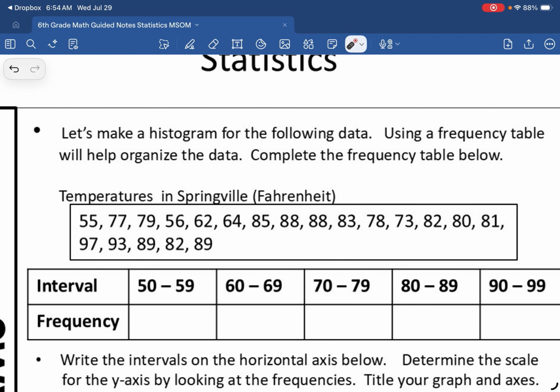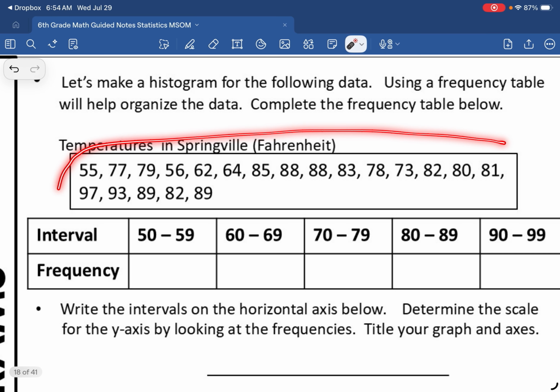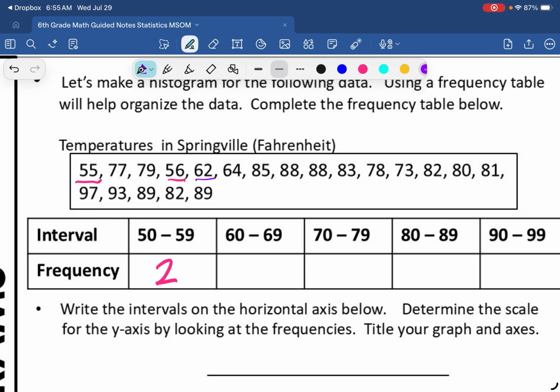Let's make a histogram for the following data. Using a frequency table will help you organize the data. Complete the frequency table below. So here is my data. It's the temperatures in Springville, and these intervals are already included for us. If not, I can make some my own. I need to count the numbers that are between 50 and 59. So just looking at all the numbers that start with 5, and that would be 2. The numbers between 60 and 69 is 2. The numbers between 70 and 79 is 4. The numbers between 80 and 89, and that's 10. And the numbers between 90 and 99 is 2.